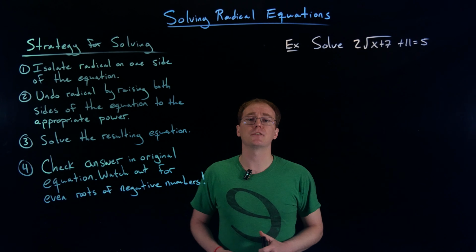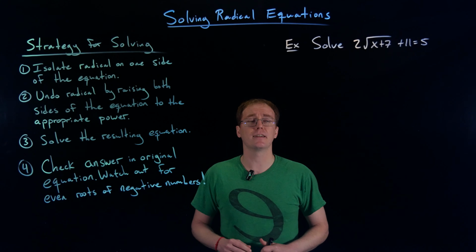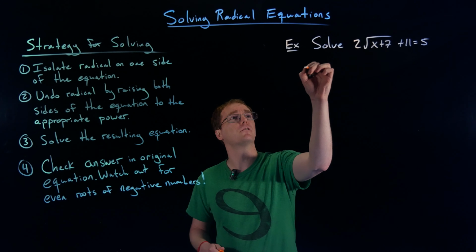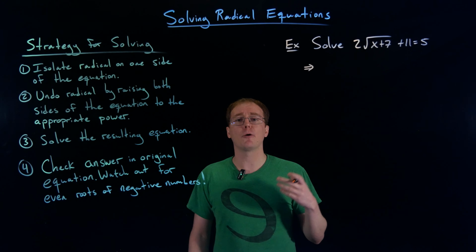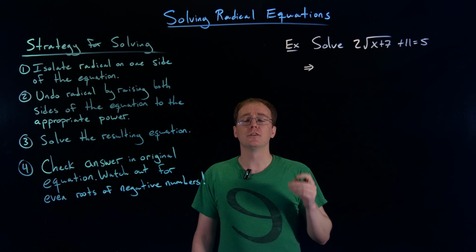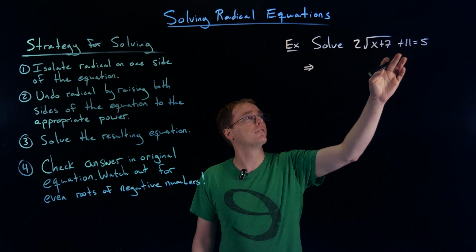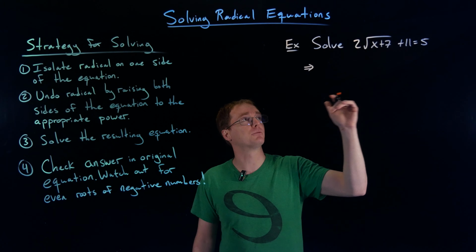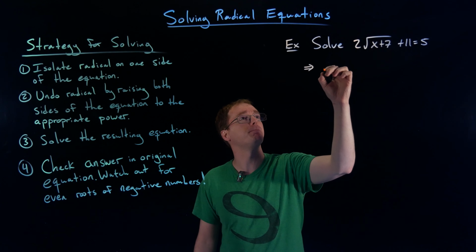And so in this example, our square root is not isolated. It is not by itself. So our first few steps are going to be helping us get that square root all by itself. And so let's see, our square root is multiplied by 2 and also has 11 added to it. So if we want to get that square root by itself, first we're going to undo that addition by subtracting 11 from each side.